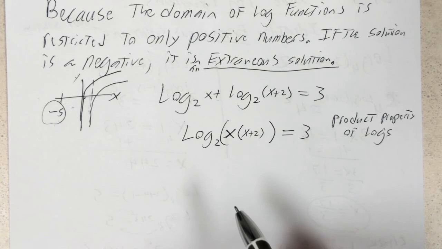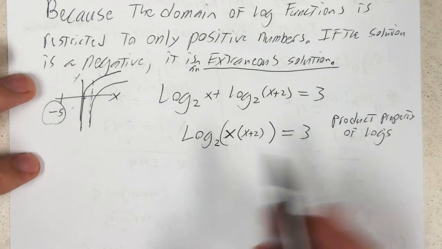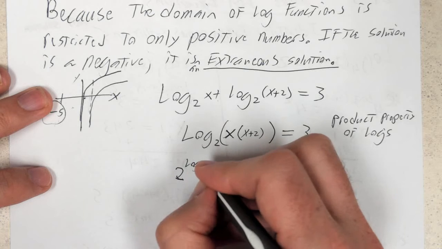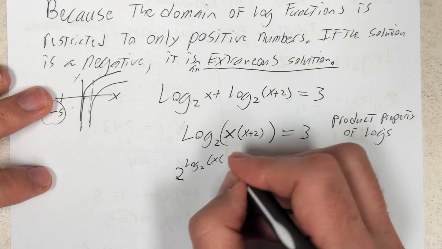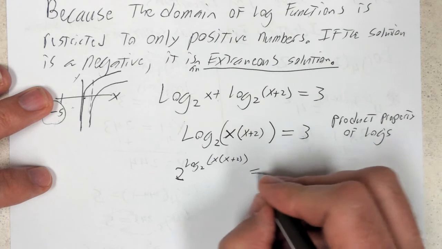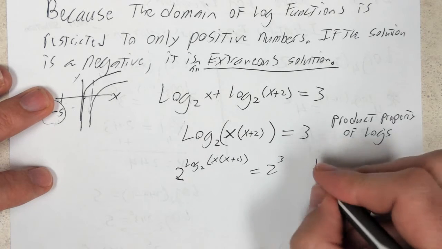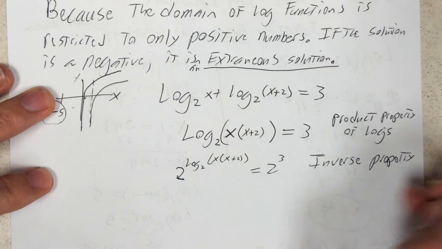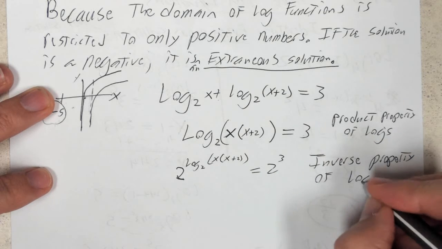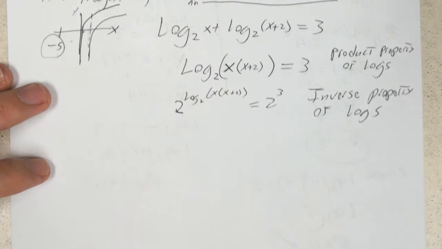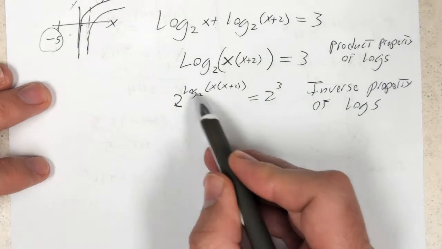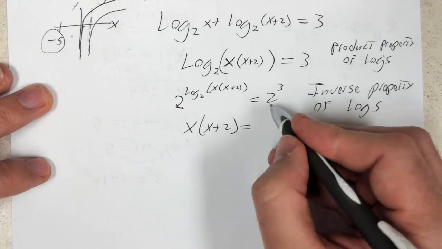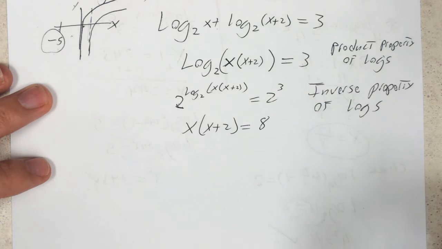All right, then to do the inverse property, which is what we've been doing to solve this log, we need an exponent. So 2 to the log base 2 of x times x plus 2 is equal to 2 to the third. Right, that is the inverse property of logs. And again, 2 to the power of log base 2 cancels, and so we're left with x times x plus 2, and 2 to the third is equal to 8.